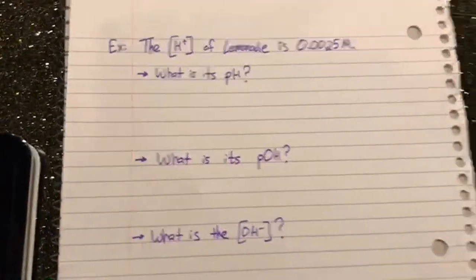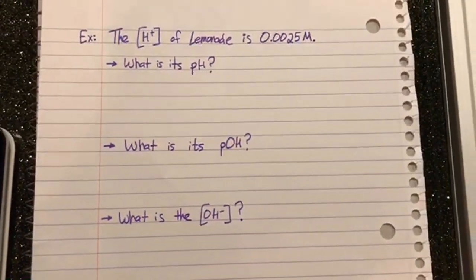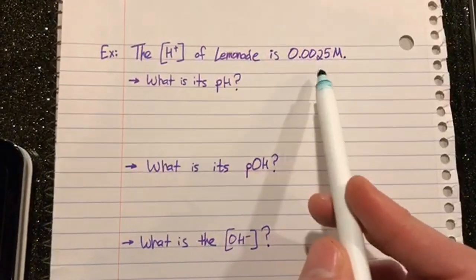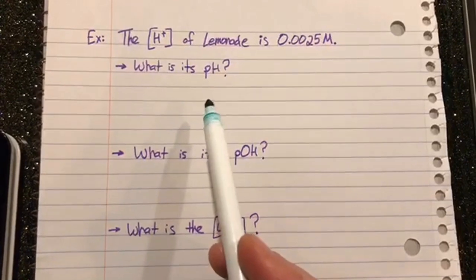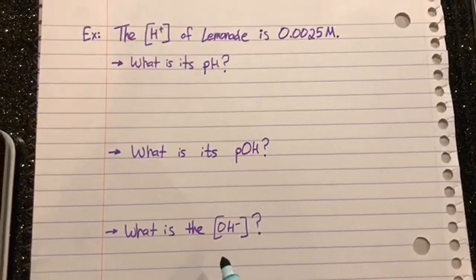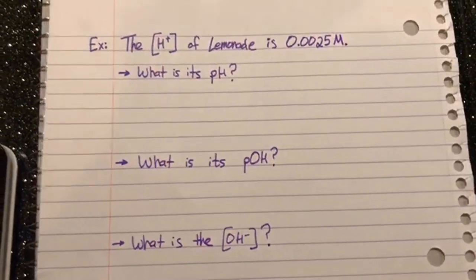So for my example, I'm working with lemonade. The H plus concentration of lemonade is 0.0025 molar. We've got to find 3 things. Number 1, what is the pH? Number 2, what is the pOH? And number 3, what is the OH minus concentration?